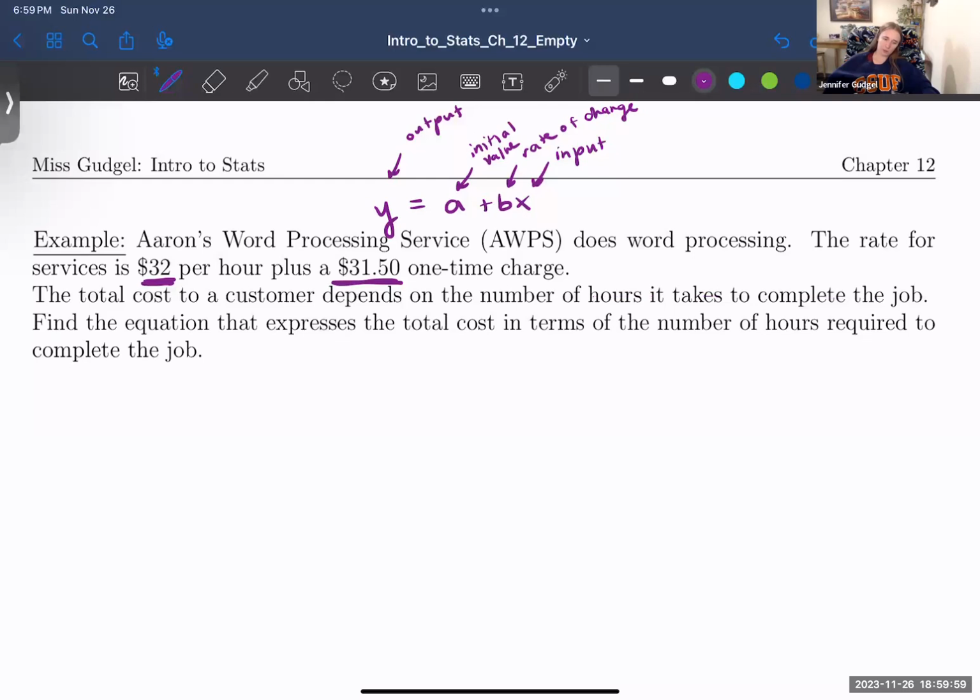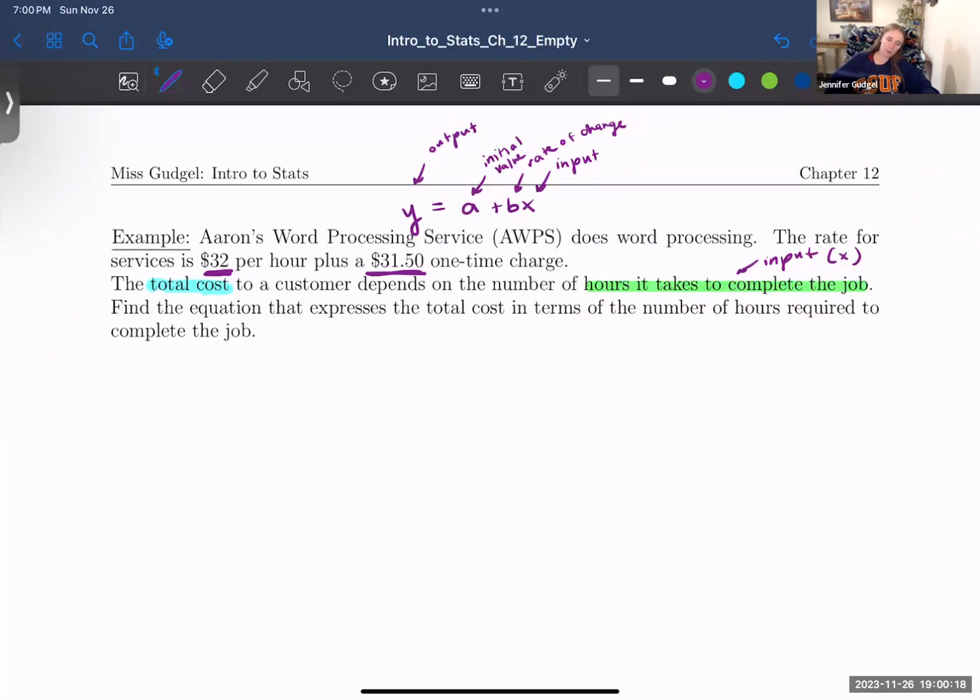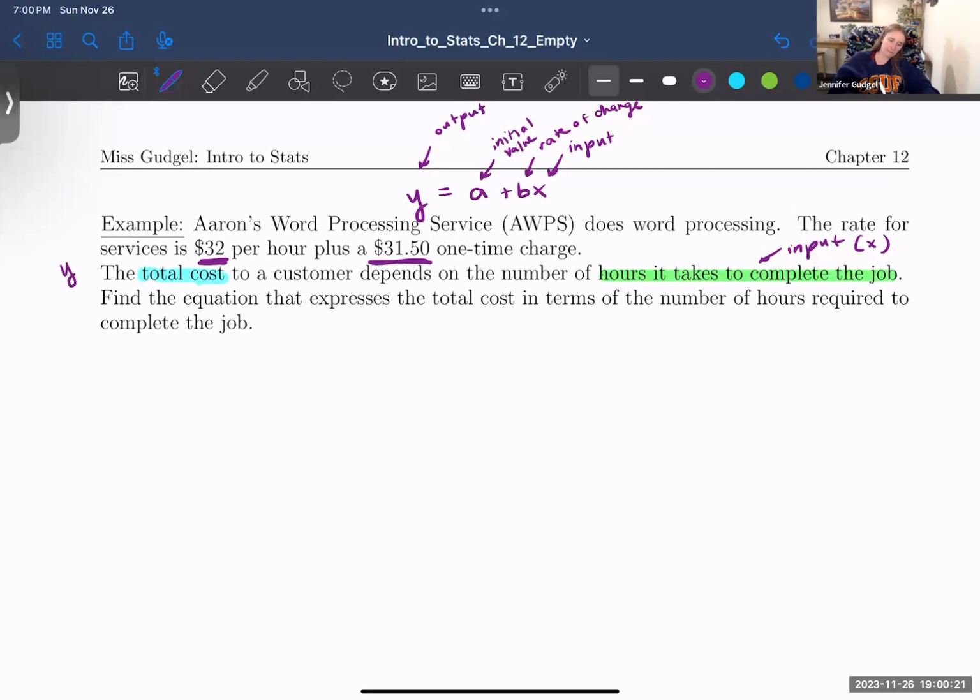hours. Oops, that was supposed to be highlighted. The number of hours it takes to complete the job. This is the input, or X variable. The output is the total cost. That's what our Y is going to represent. A and B are going to be these 2 values here.